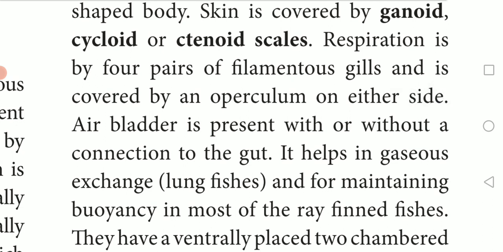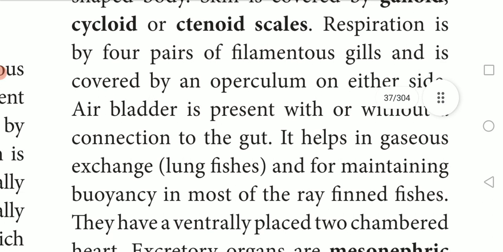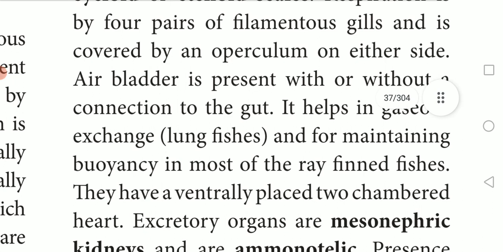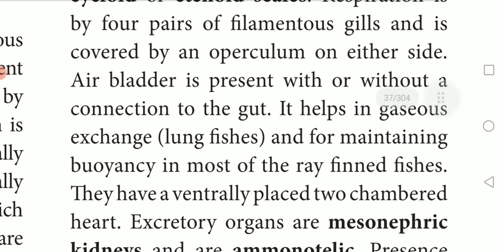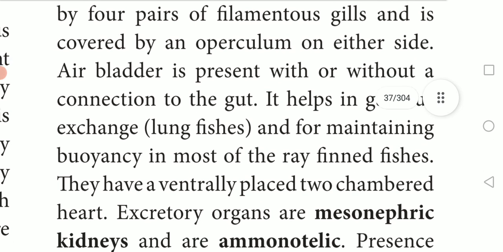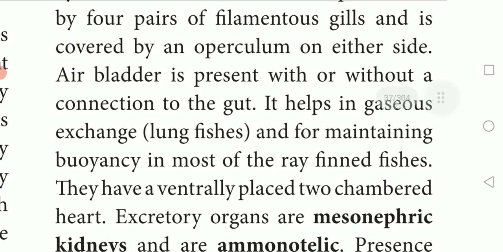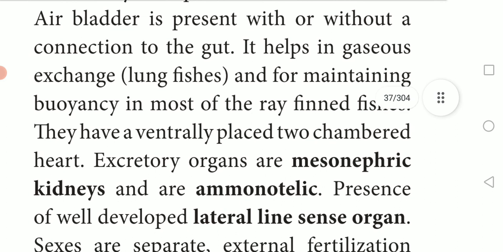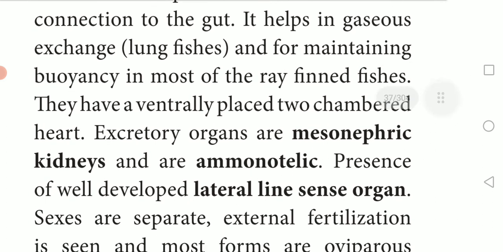Skin is covered by cycloid or ctenoid scales. These are the different types of scales covering the skin. Respiration is by four pairs of filamentous gills, covered by operculum on either side. An air bladder is present, with or without connection to the gut. The air bladder is used to store air.